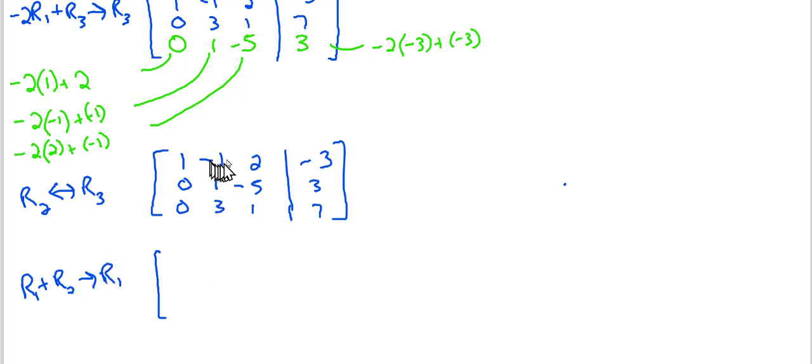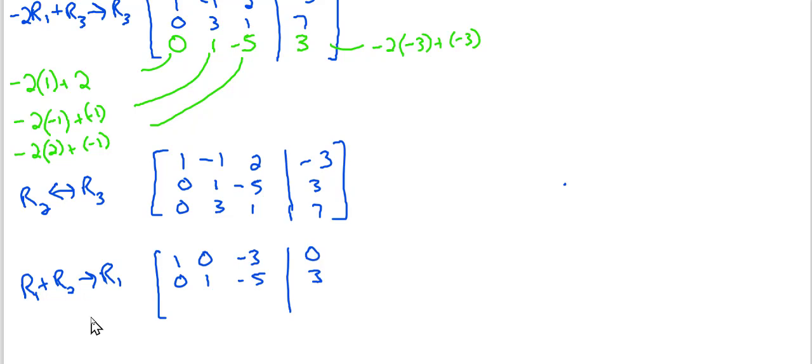I want to get a 0 here. So I'm going to copy this guy over. I am not changing that one. In this column, that is the way I want it. When I add 1 plus 0, I get 1. -1 plus 1, I get 0. 2 plus -5, I get -3. -3 plus 3, I get 0.